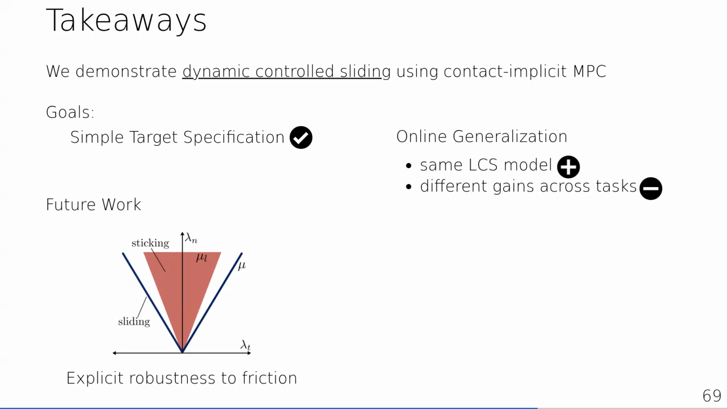However, if you want to both stick and slide, you need a dual-sided margin. And I've done some early work in this direction, essentially encoding the decision of which friction cone to be used as an MIQP, and we have some promising early preliminary results.